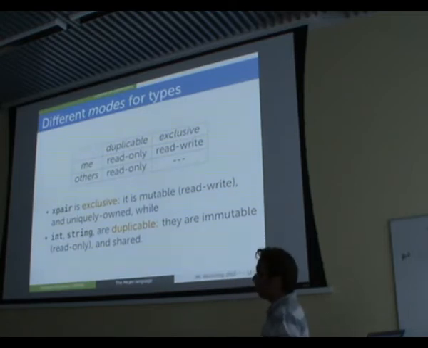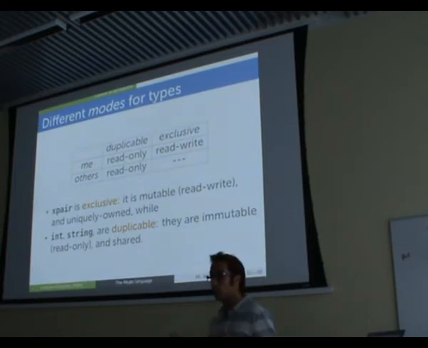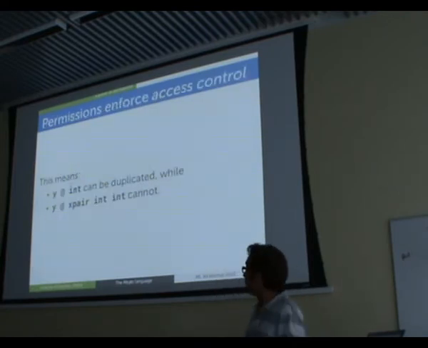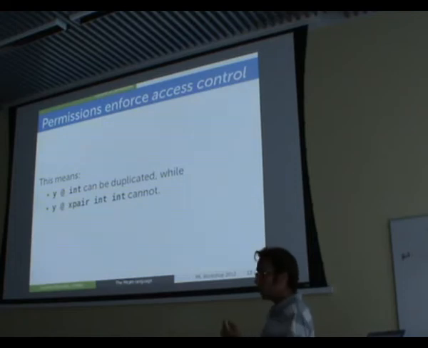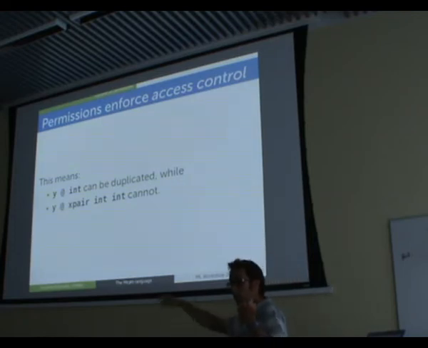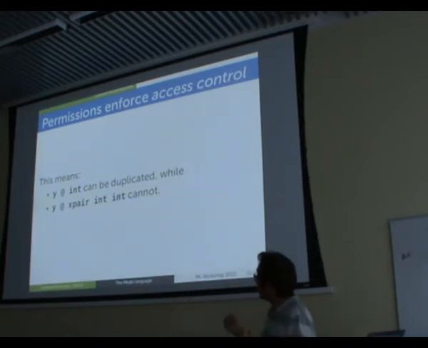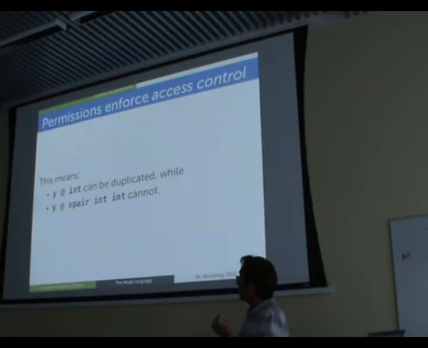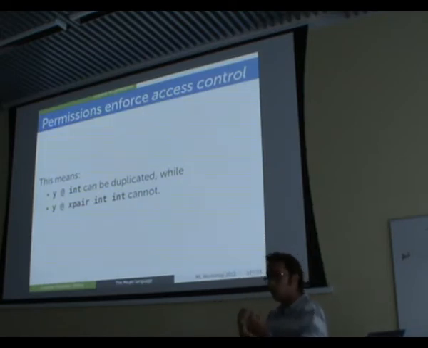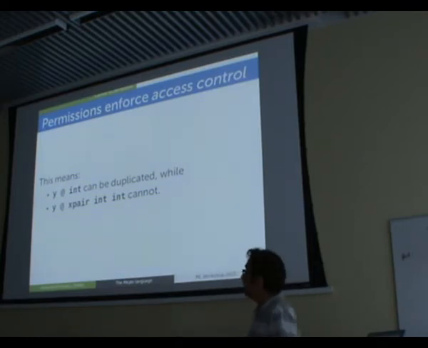And for things that are read-only, like integers, strings, those are said to be duplicable. They're read-only and they're shared. What does that mean for permissions in practice? That means that some permissions can be duplicated. Like if you have a permission that says that y is an integer, you can create another copy of that permission and pass it to another function, and that's okay. However, if you have a permission that says y is an x pair, then you cannot copy that permission. You can only pass it to a function, but you cannot create a second version of it. That's what enforces the fact that only one person at a time can see some mutable object.